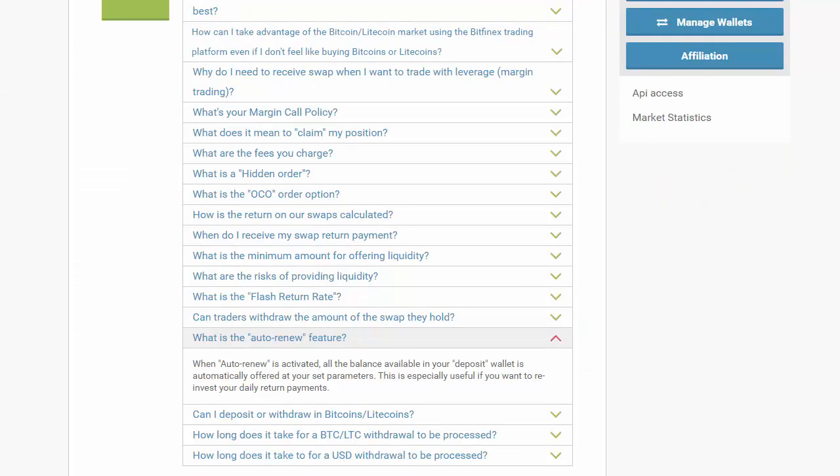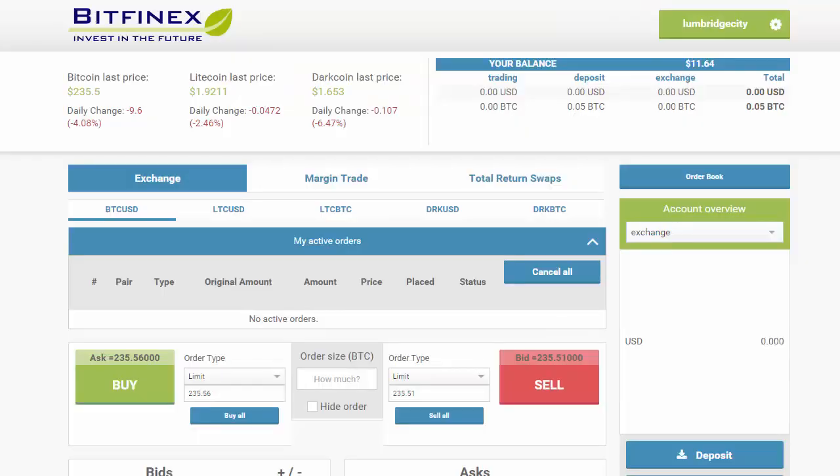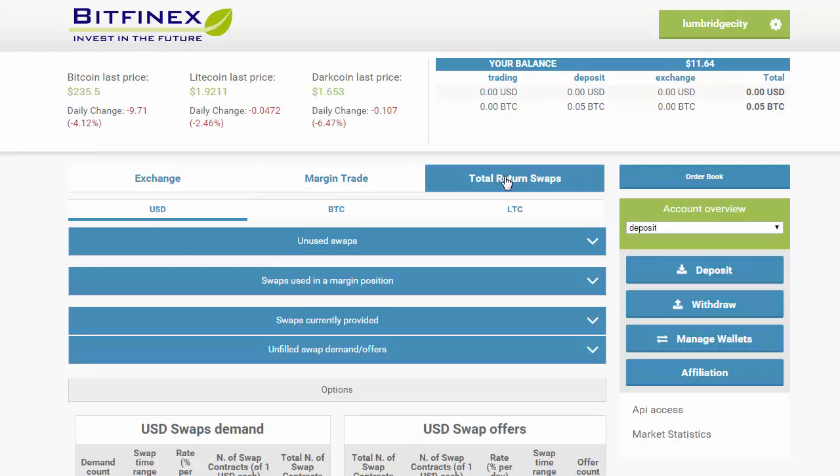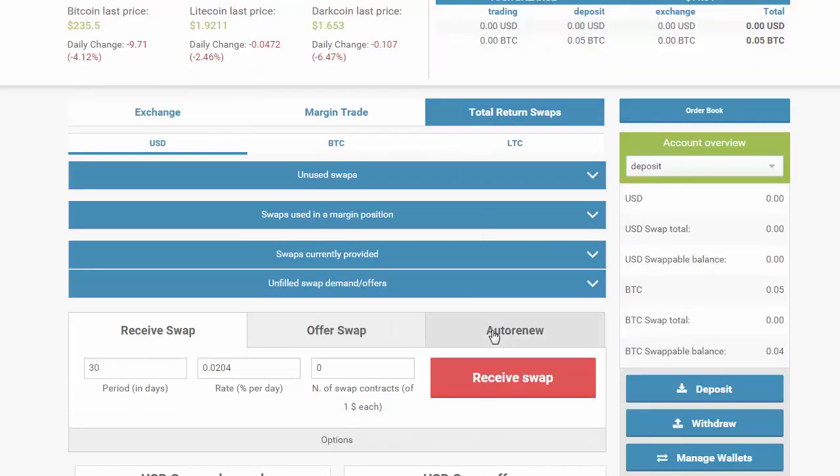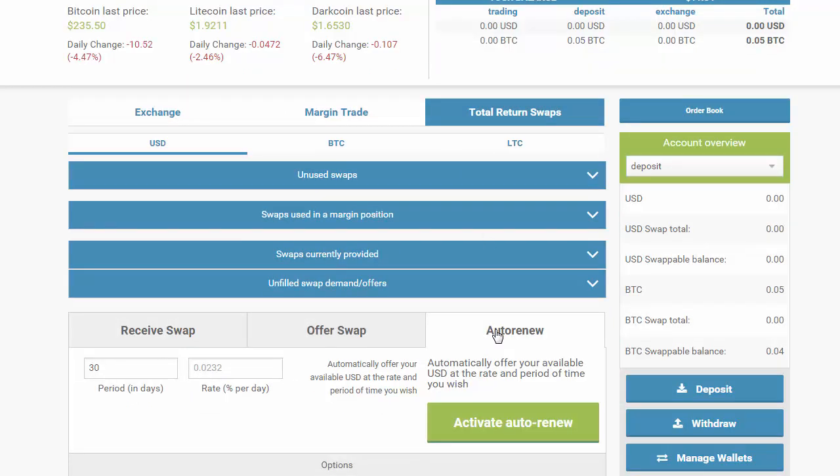Let's pop over here to our trusty frequently asked questions. What is the auto renew feature? When it's activated, the balance in your deposit wallet is automatically offered at your set parameters. Now I need to learn where to go and set my parameters. All right, in order to set my parameters and put things onto auto renew, I've got to go over to the Total Return Swaps tab and over onto the Auto Renew tab, and I'm going to automatically offer the rate you wish.